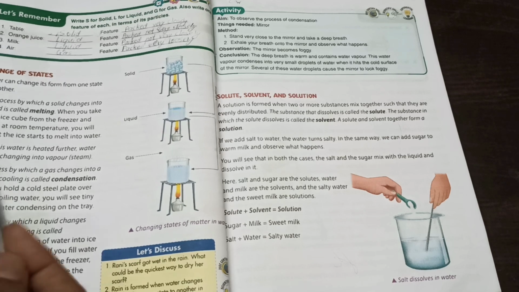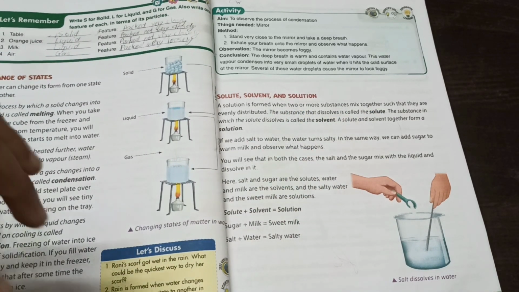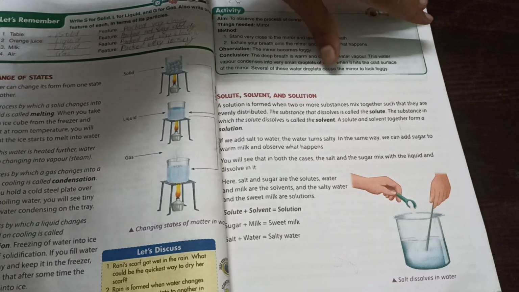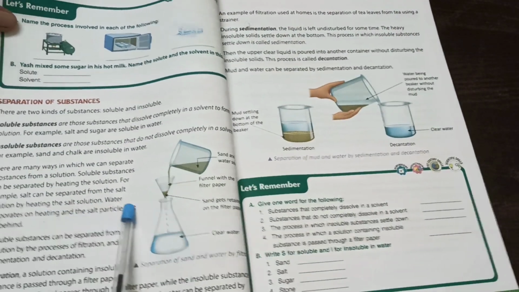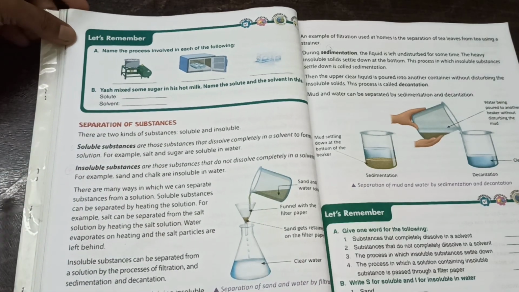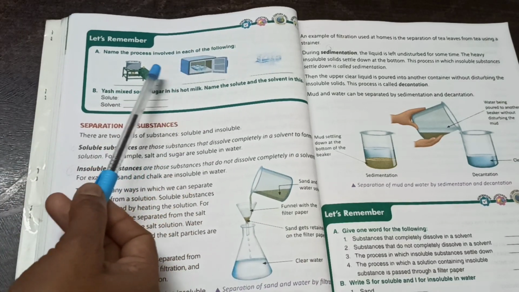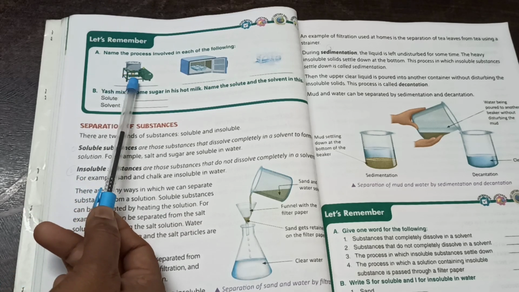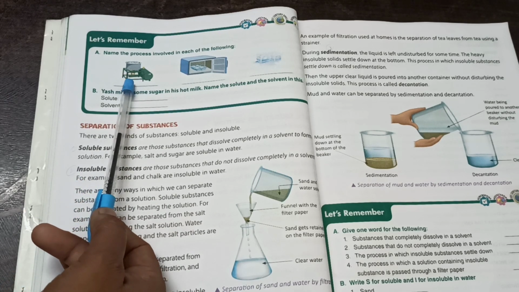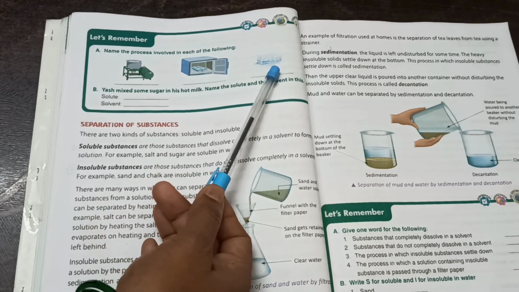And what does solute mean? The substance that dissolves is called the solute, like salt and sugar. Here the solute is sugar and the solvent is milk. And name the process involved in each of the following: here boiling, here freezing, cooling, and here melting.